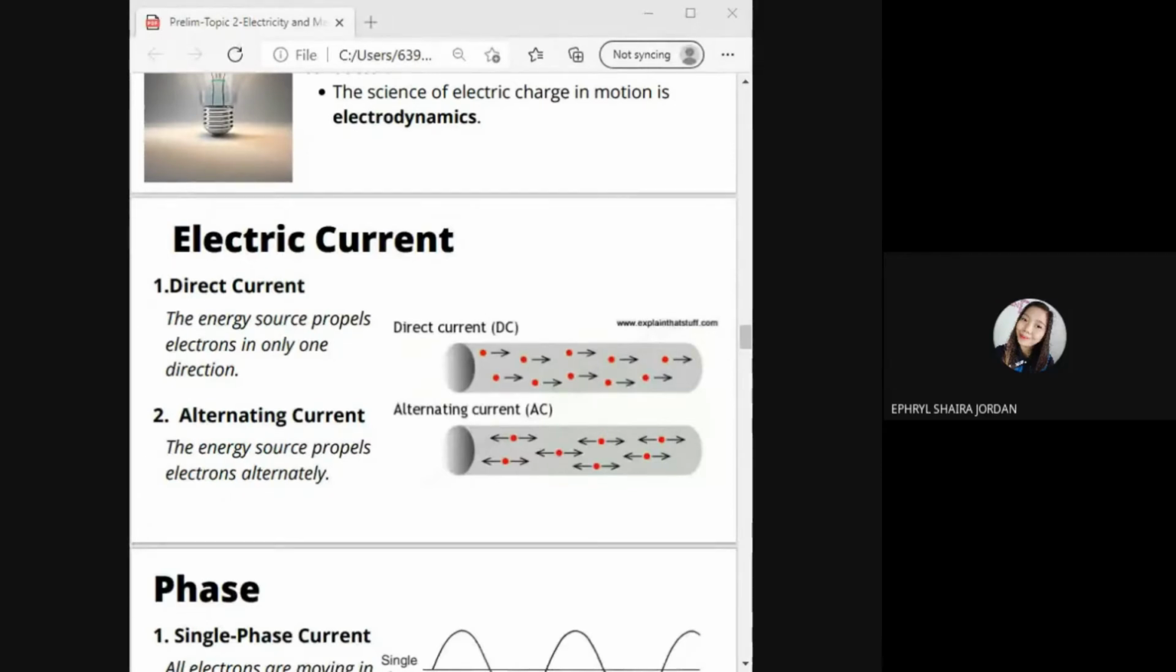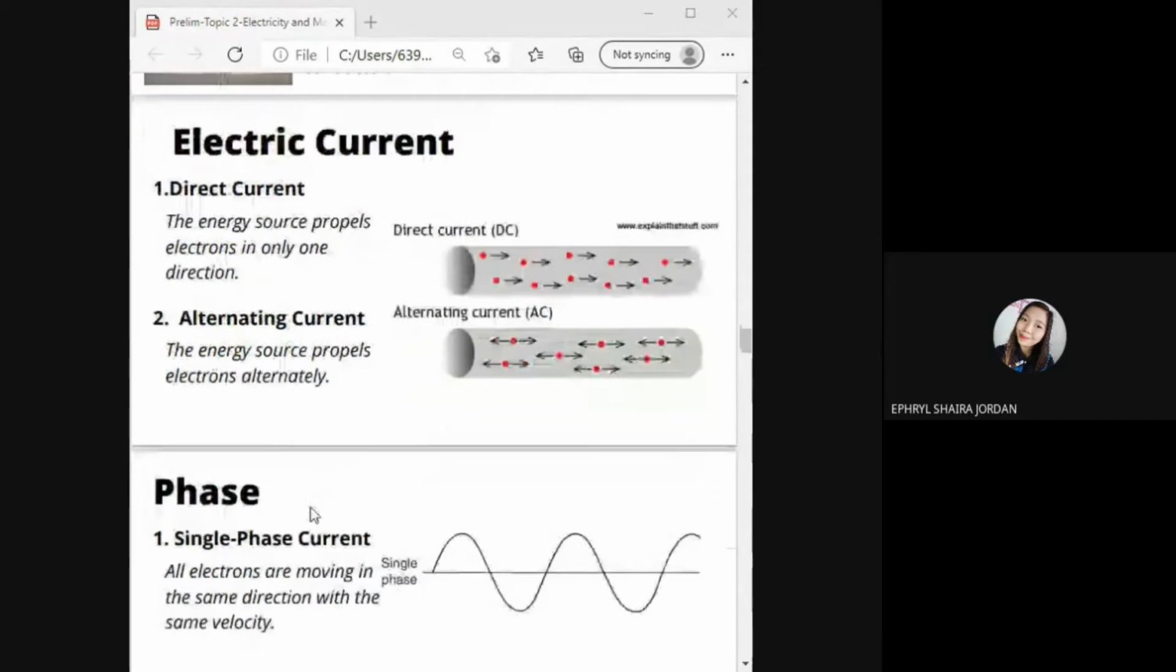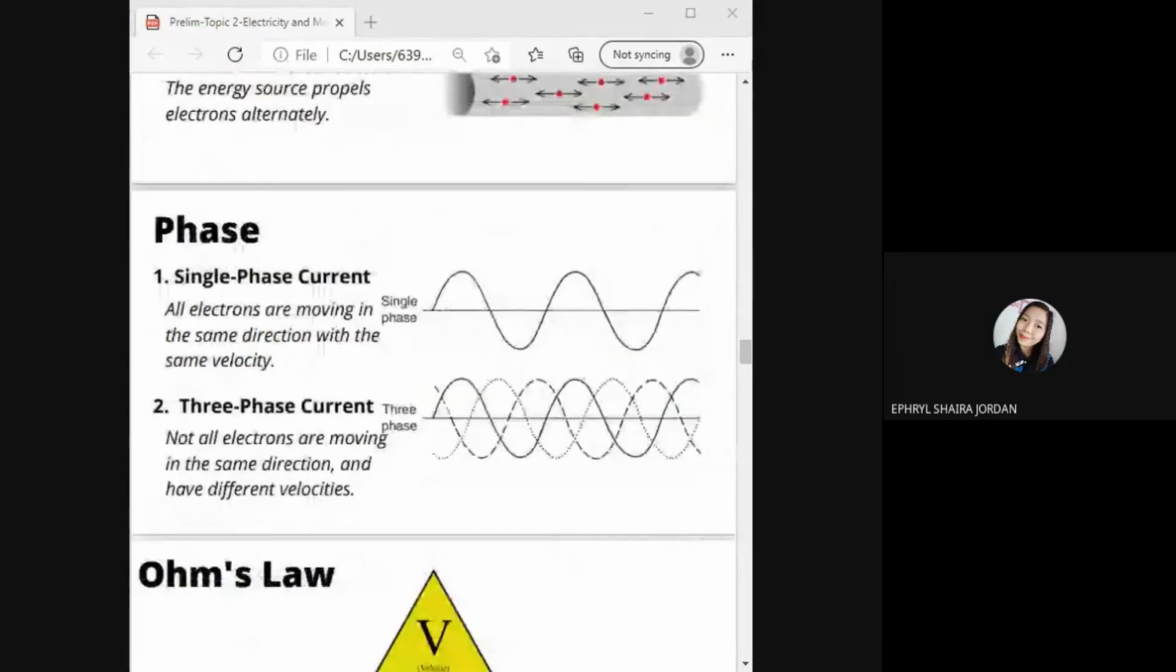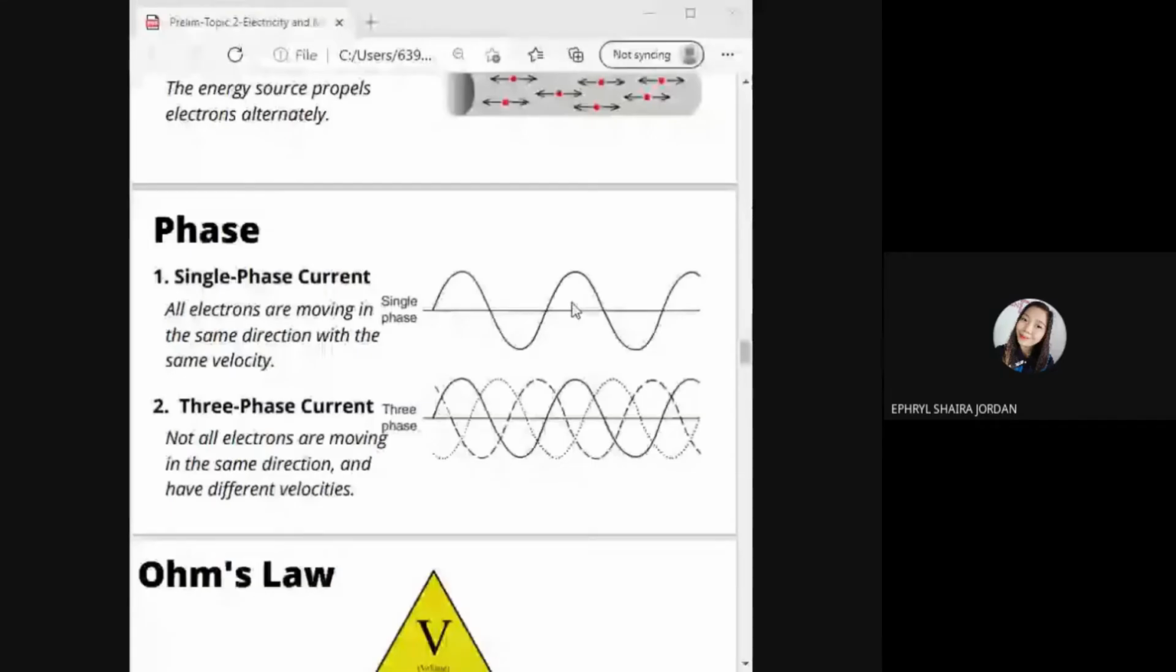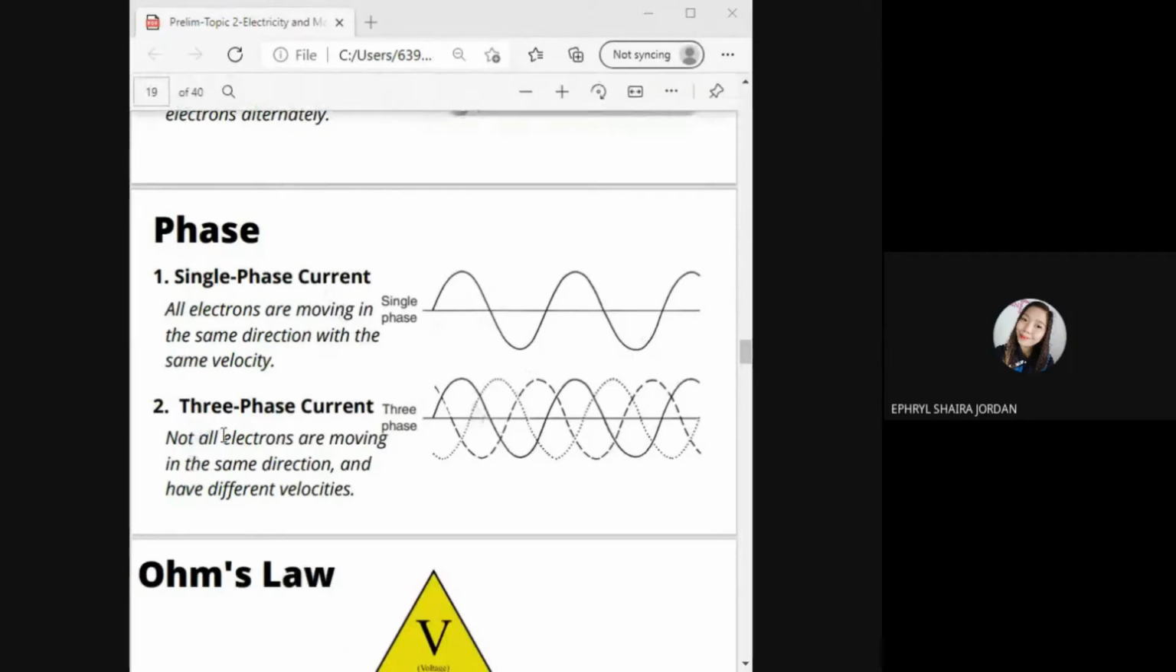Now let's discuss single phase current and three-phase current. In this illustration, the first one is single phase, which shows the current waveform. At any instant, all electrons are moving in the same direction with the same velocity, and they are said to be in phase. So when there's a single phase, there is one wave only, and it is in phase. The electricity is commonly called single phase current.